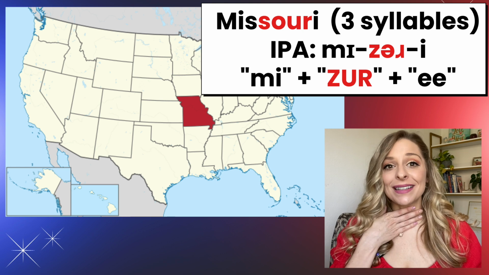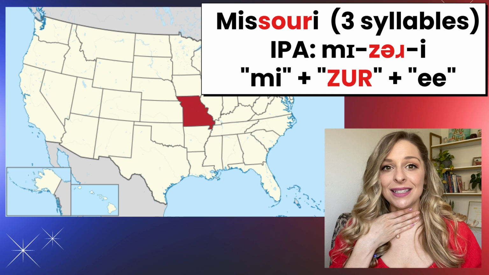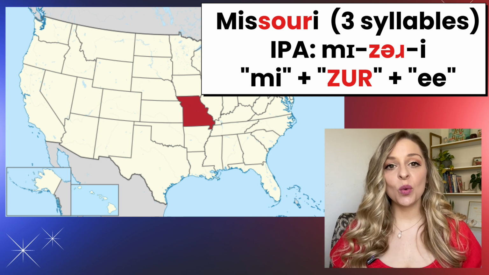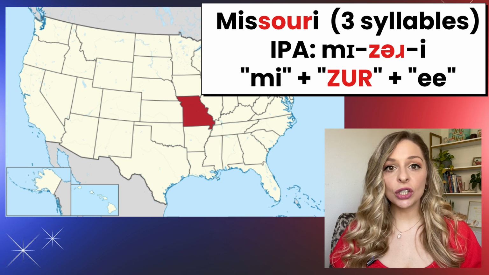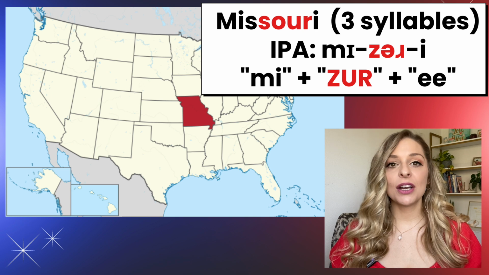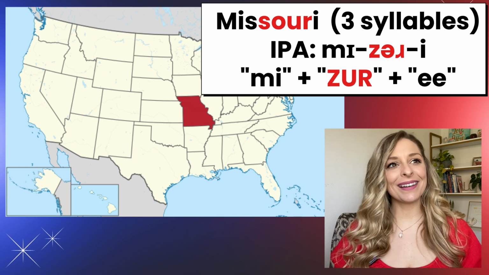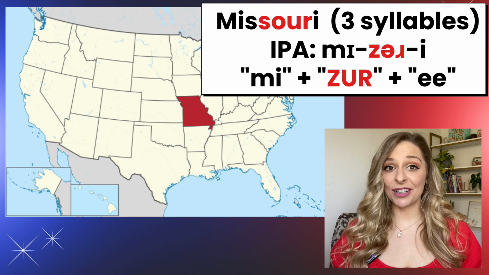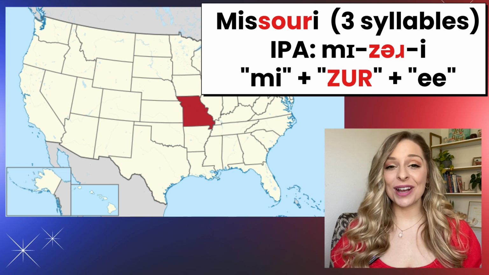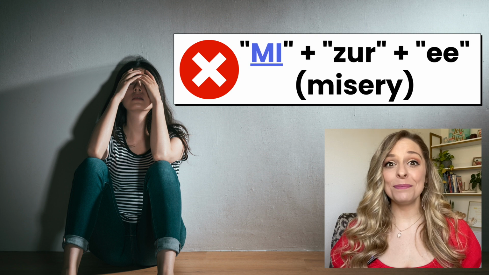If you put your hand here, you can feel your vocal cords vibrating. Z, z, z. Then the O-U-R makes an R sound. R, not our, but R, Missouri. Sounds like misery. Oh my God. Missouri. Now, make sure you don't stress the first syllable, otherwise it will sound like misery.